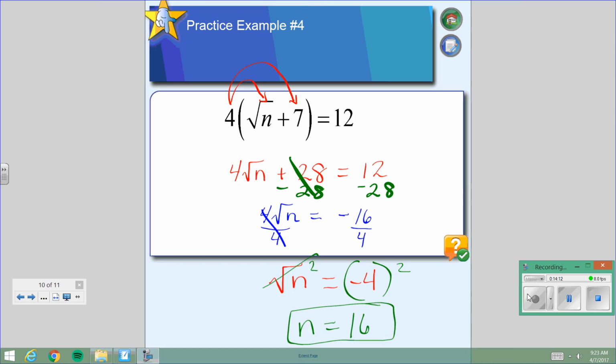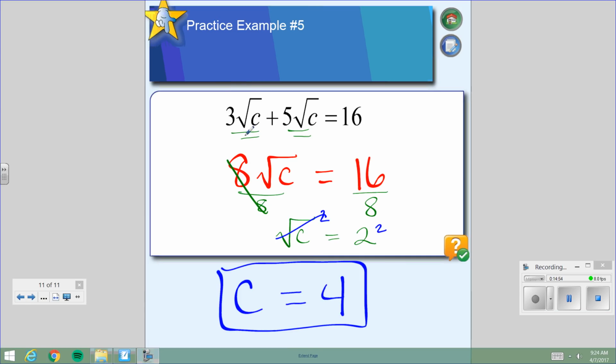All right, so in practice example number 4, you had to distribute first, something that we've done all year. We've got a multiplier on the outside of the parentheses, so 4 times the square root of n is 4 root n. Plus 28 is equal to 12. If some people chose to divide by the 4 right away, you would not be wrong to do that either. But standard procedure that we've done all year, we see a multiplier on the outside, we distribute in. So 4 root n plus 28 is 12. Subtract the 28, divide by the 4, and the square root of n is negative 4. And you have to make sure that you square both sides so that negative 4 times negative 4 becomes positive 16.